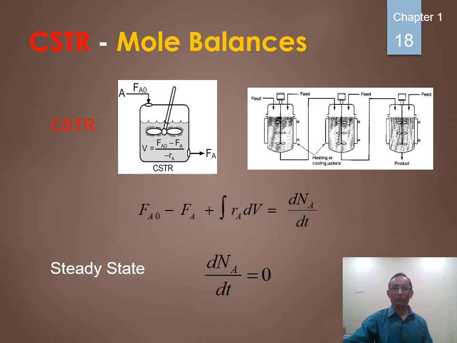These are the four terms in the mole balance equation. At steady state, dNA/dt = 0, meaning no accumulation. Continuously it is stirred and you get the outlet, so that's why it is named so: the quantity is entering and the quantity is going out, with no accumulation. So for the remaining three terms, FA0 minus FA plus the integral of RA dV equals 0. From that you are going to identify the volume of the reactor.